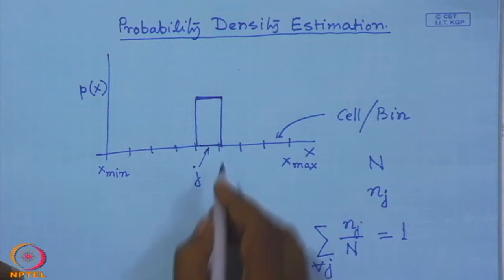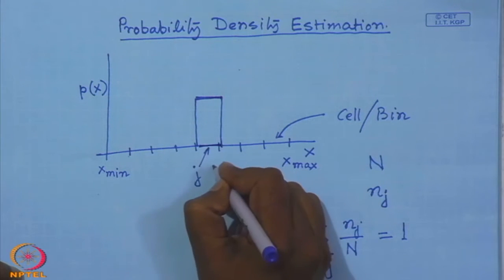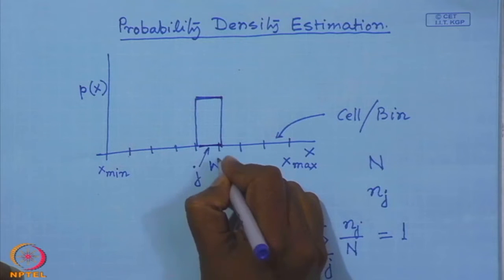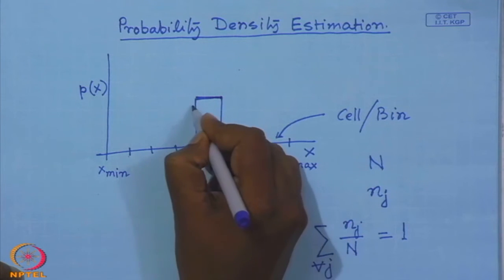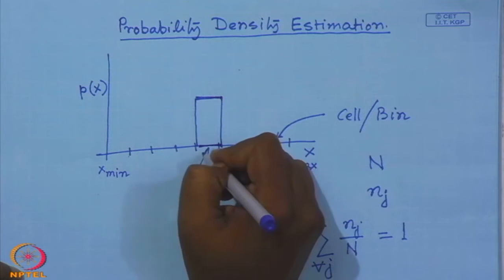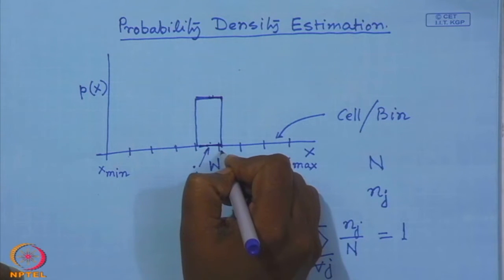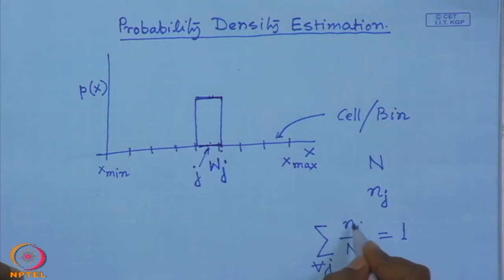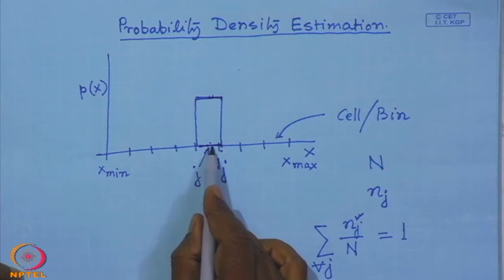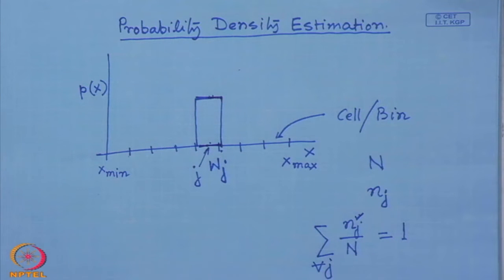So, given this, if the width of this jth bin is equal to say w j, I have to find out what is the height or the value of the probability density function for this jth bin. And as I have said, the area has to be equal to n j by capital N, where n j is the number of samples which are falling in this jth bin and capital N is the total number of samples that I have.